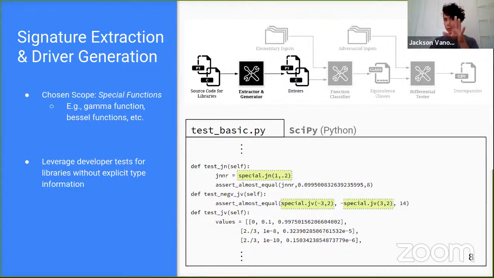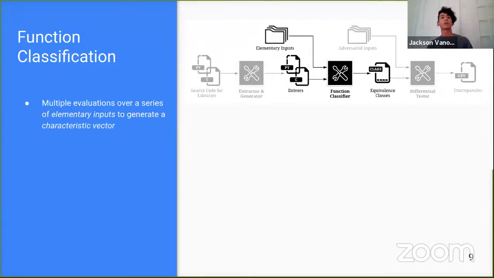And in particular, these ones that are highlighted here and the one on the last slide as well are part of that equivalence class that we saw in the motivating example. So these are then going to be, once they're extracted, wrapped in a testing harness for execution. And then they're going to be given to the function classifier. What this classifier is going to do to discover function synonyms is perform multiple evaluations over a series of elementary inputs, which we define to be inputs that are supposed to result in well-defined behavior for these functions, and ultimately generate a characteristic vector.